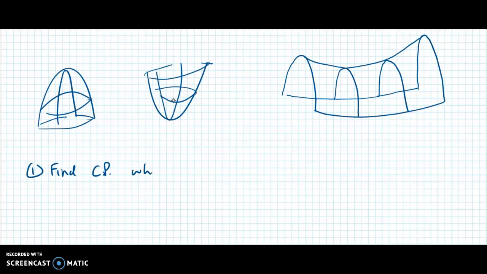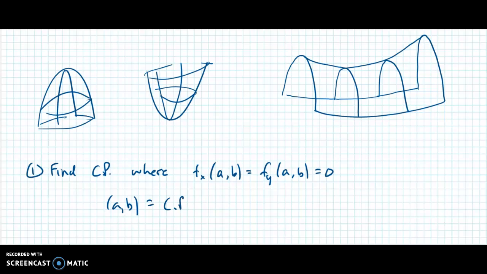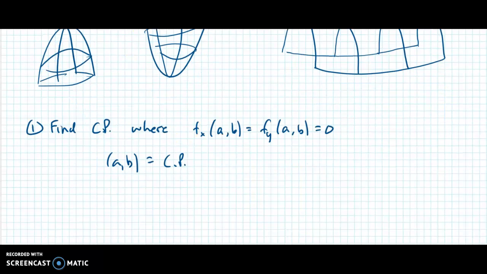And this is where f sub x of a comma b and f sub y of a comma b are both equal to 0. So the first partials are both equal to 0. That means that a comma b is my CP. Okay, and I can have multiple critical points, and I would just have to do what I'm doing here for all of the critical points.